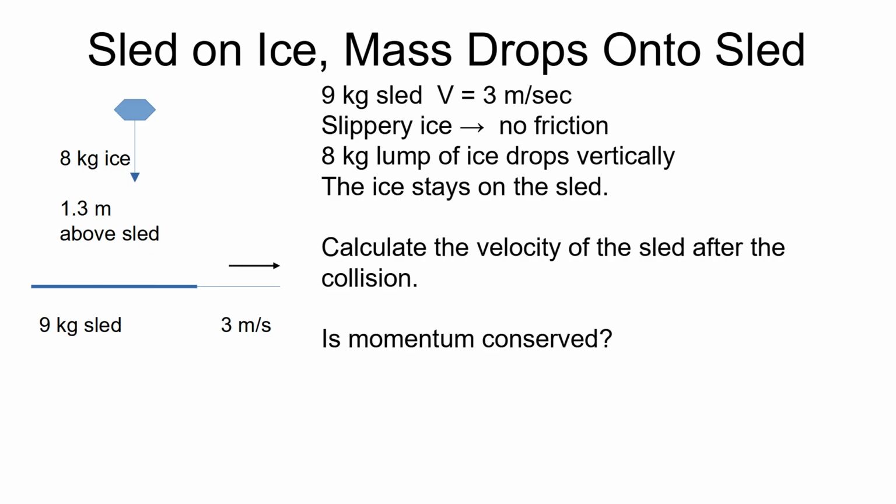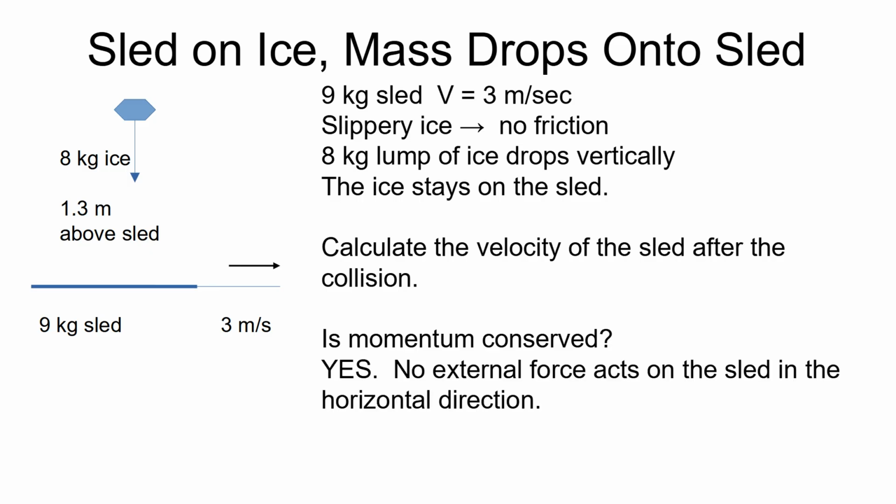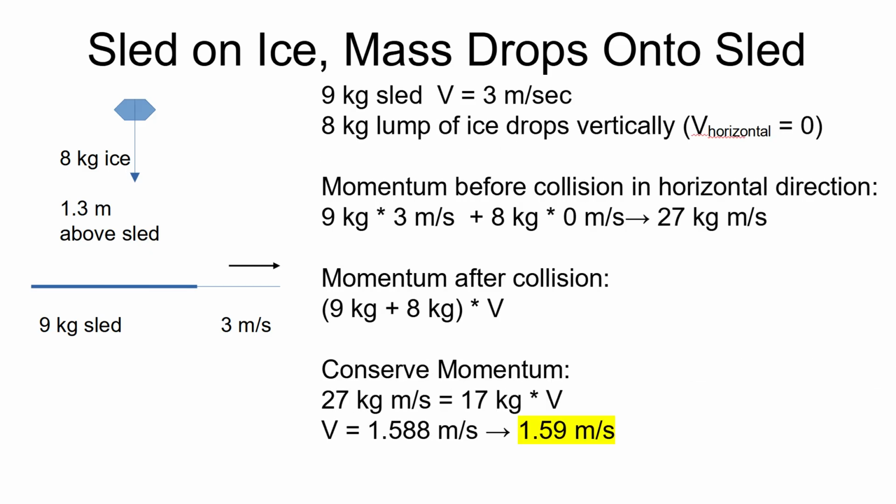Well, can we use the principle of conservation of momentum? Is momentum constant during this process, before and after? The answer is yes, because there's no friction between the sled and the ice. There's no external force that acts on this system in the horizontal direction. We hear a loud noise when the ice hits the sled, but that's vertical, and we're doing this problem in the horizontal direction to conserve momentum. There is no external force in the horizontal direction acting on the sled. Momentum is conserved, and that's going to allow us to do this calculation.